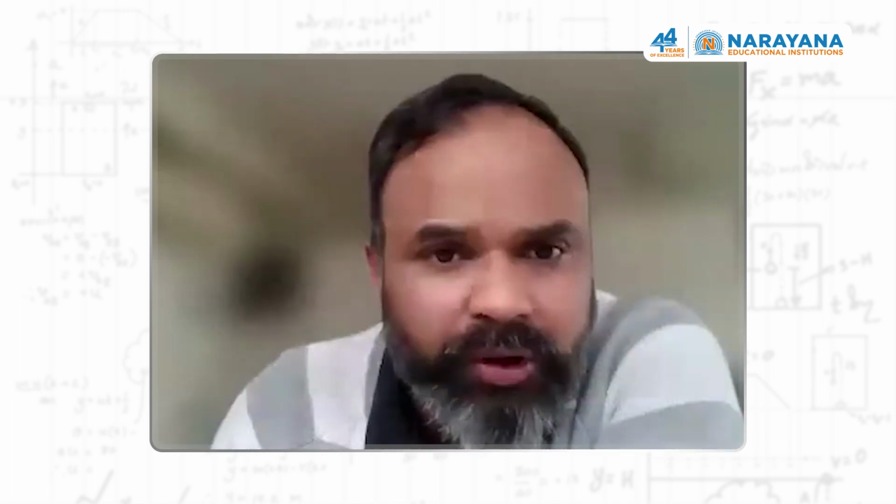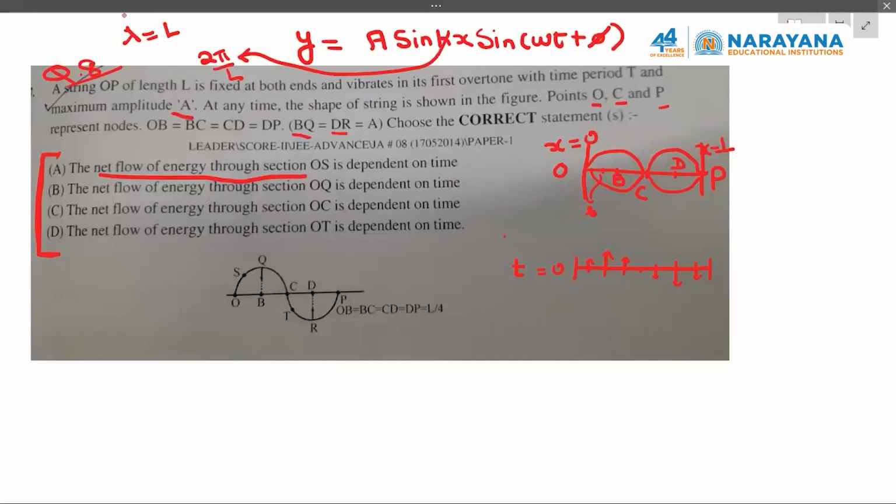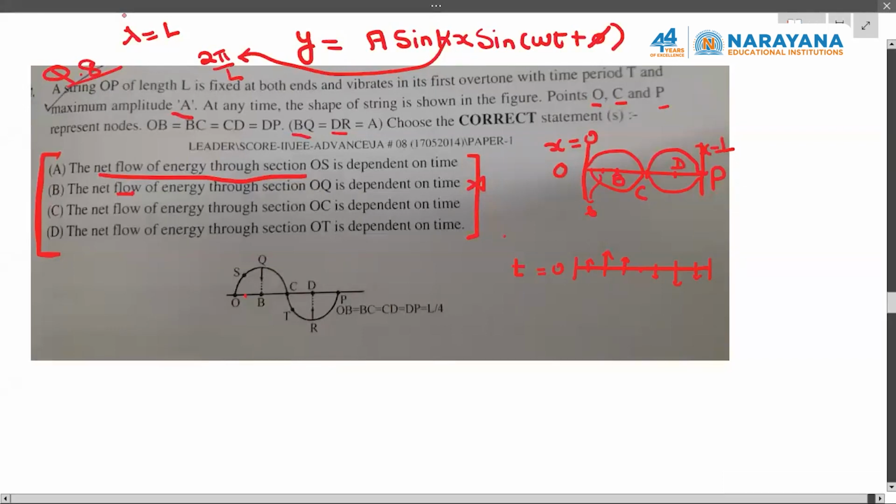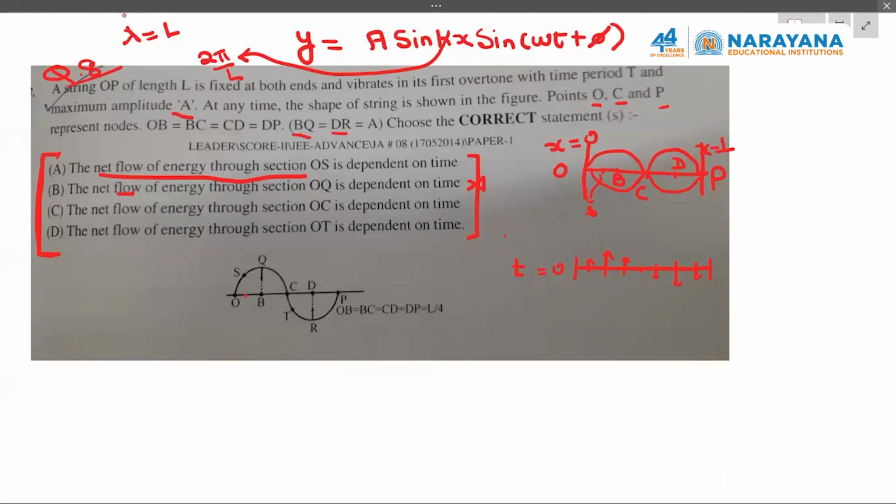So what we are trying to find out here is whether the net flow of energy through a section is dependent on time, in which sections, and constant here. Let me use the result first, then we can obviously derive also. Net flow of energy through section OS is dependent on time; that is the first statement. Through section OQ, the length OQ, is dependent on time. We are very clear that between a node and an antinode, whatever energy is present, that is constant. The same is true for the energy present between two nodes. So when you talk about OC is dependent on time, that is also wrong.